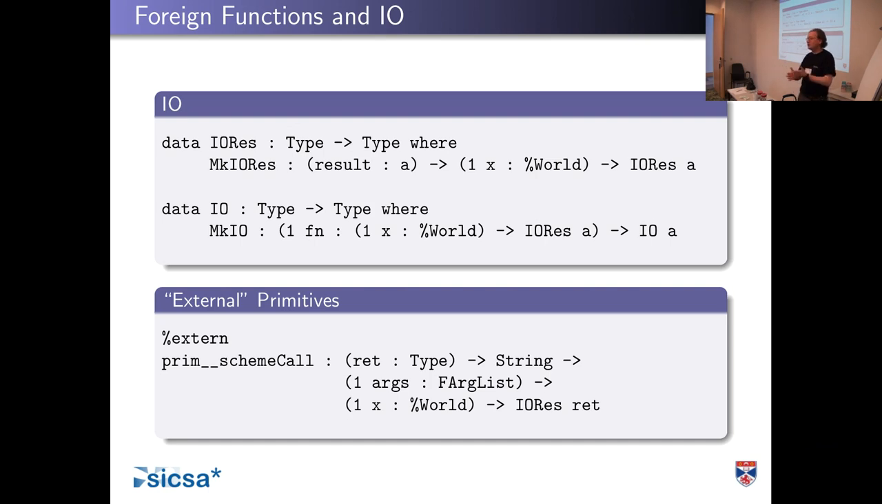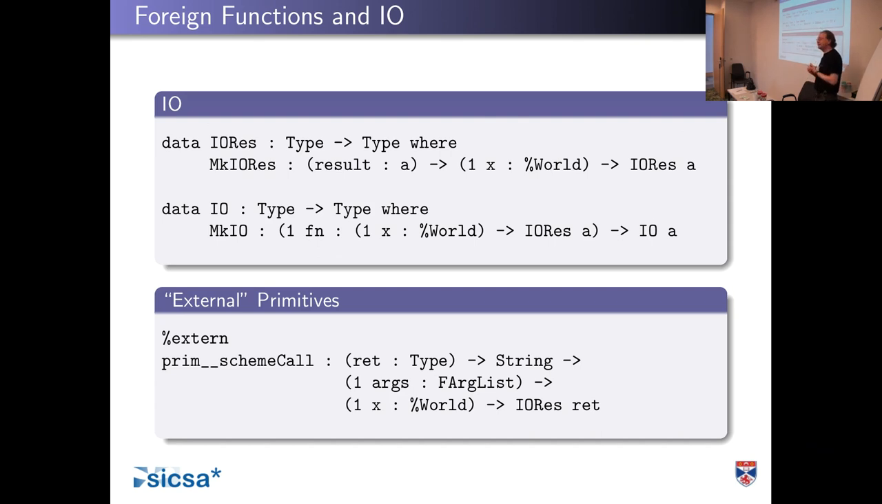An Idris backend can do whatever it likes with this world type. So it can implement it however it likes. So as far as the type checker is concerned, there is one world that only one thing is allowed to modify at a time. Cheats a bit when we come to concurrency, actually. It invents a new world.